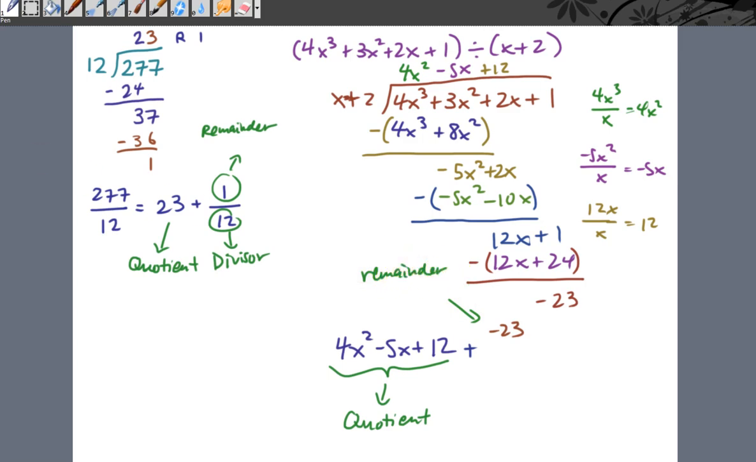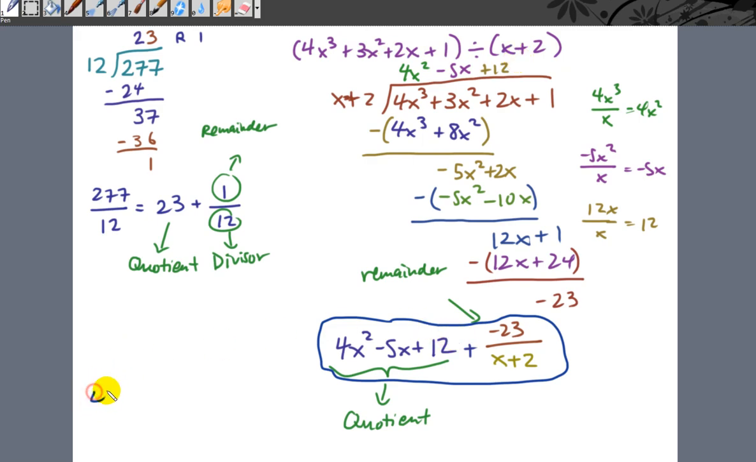Okay, and then we're going to divide that by our divisor. And our divisor, which you can see there, is going to be x plus 2. Okay, so you could leave it in this form if you want. Yeah, and that's totally fine. Okay, and this is how you do the long division of this.